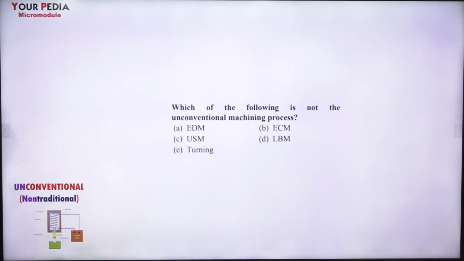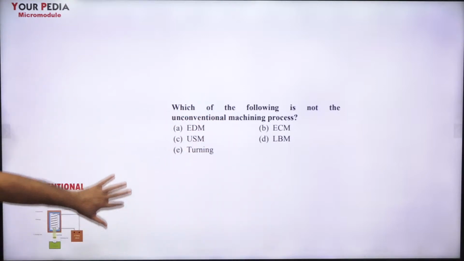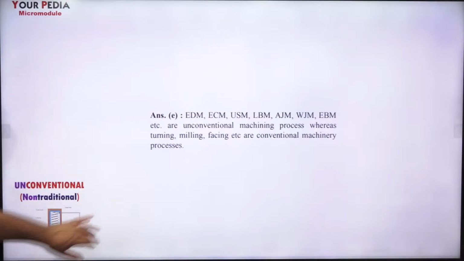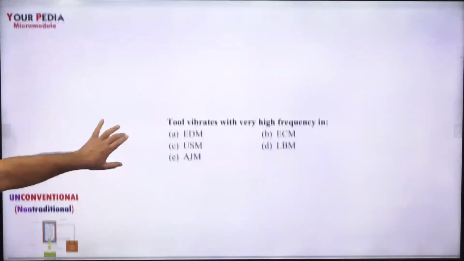Okay, so which of the following is not a non-traditional machining process? So we all know turning is not a non-traditional machining process. So all these are non-traditional machining processes which we are aware of: electric discharge, chemical machining, laser beam machining, abrasive jet machining, all these are the non-traditional machining processes.